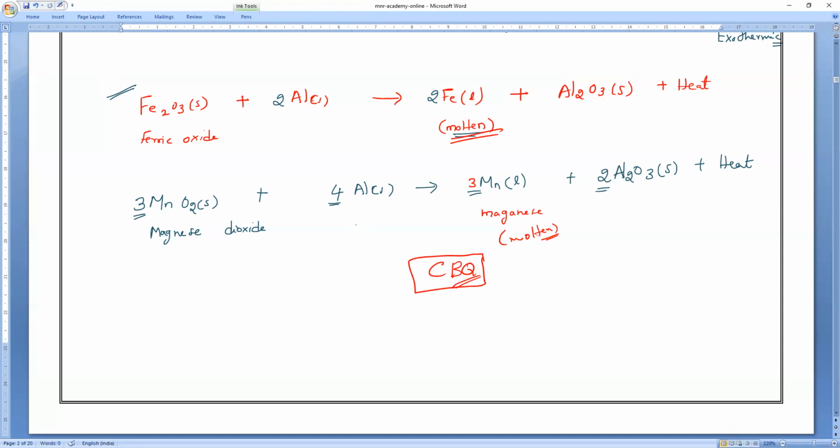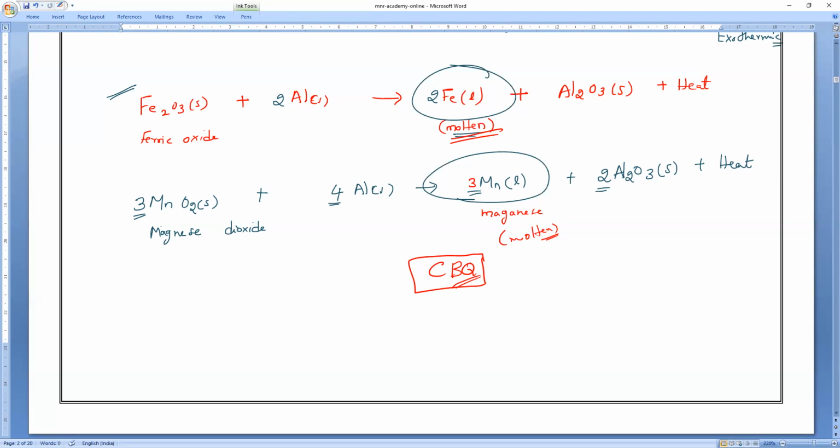Some other things they may even specify. Understanding? Mr. Rohit noticed that 2 moles of molten metal came when he conducted the chemical reaction in the laboratory. Do you understand, everybody? Particularly 2 moles of molten metal. 2 moles of molten metal means what? Definitely it is iron. If it is 3 moles of manganese, then you have to write manganese.